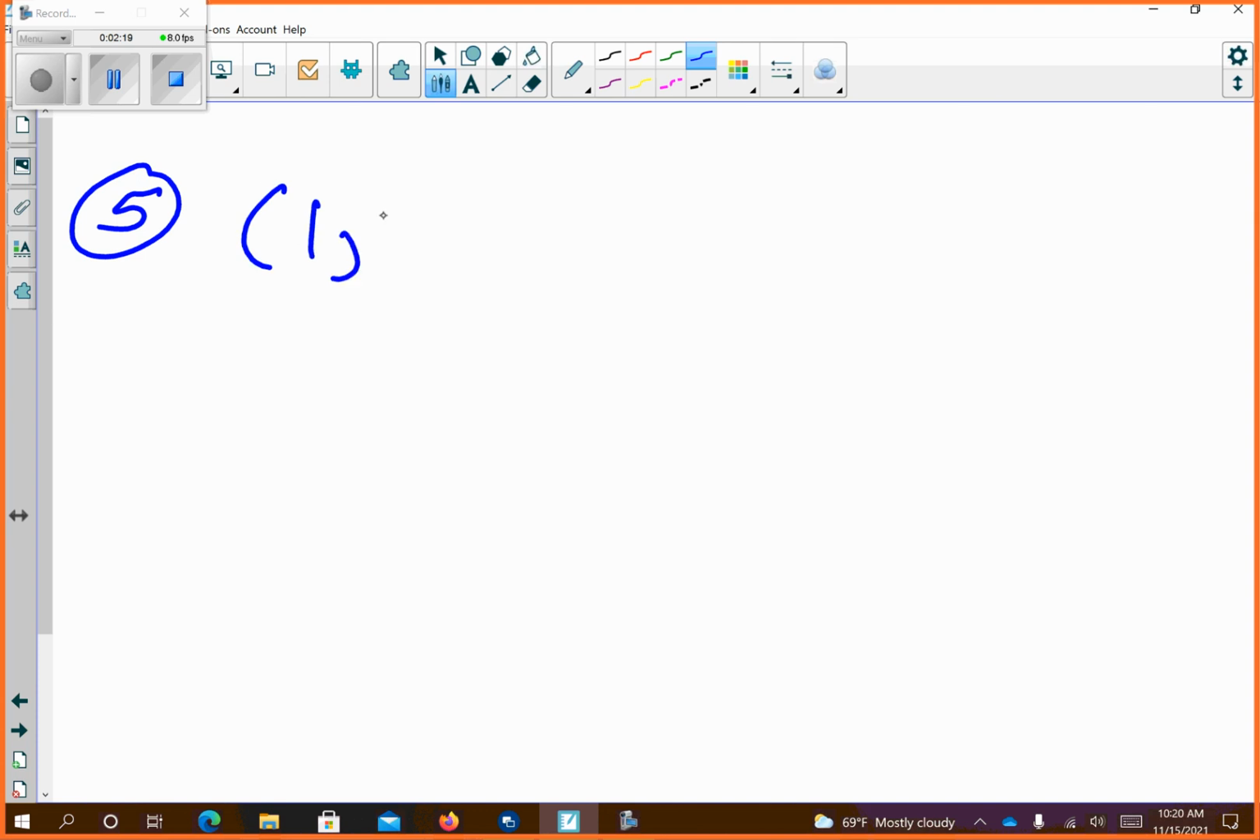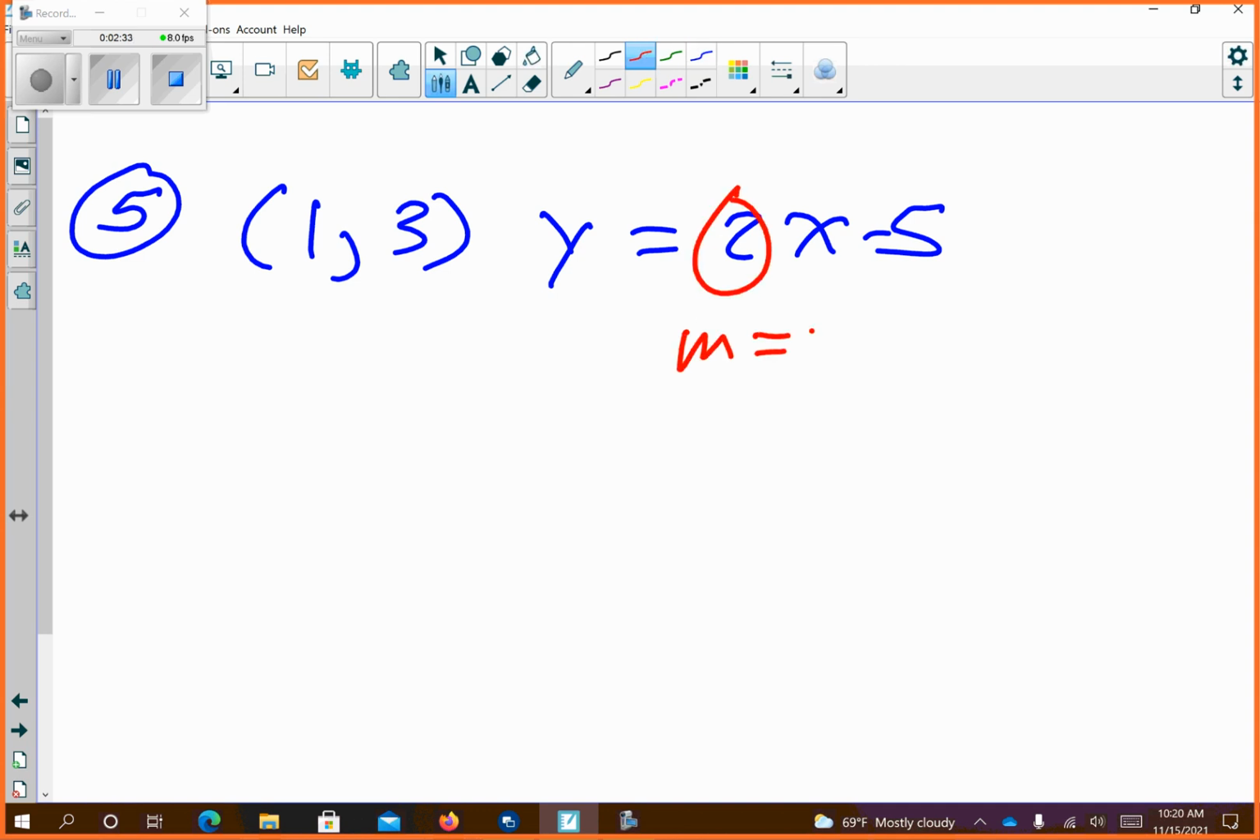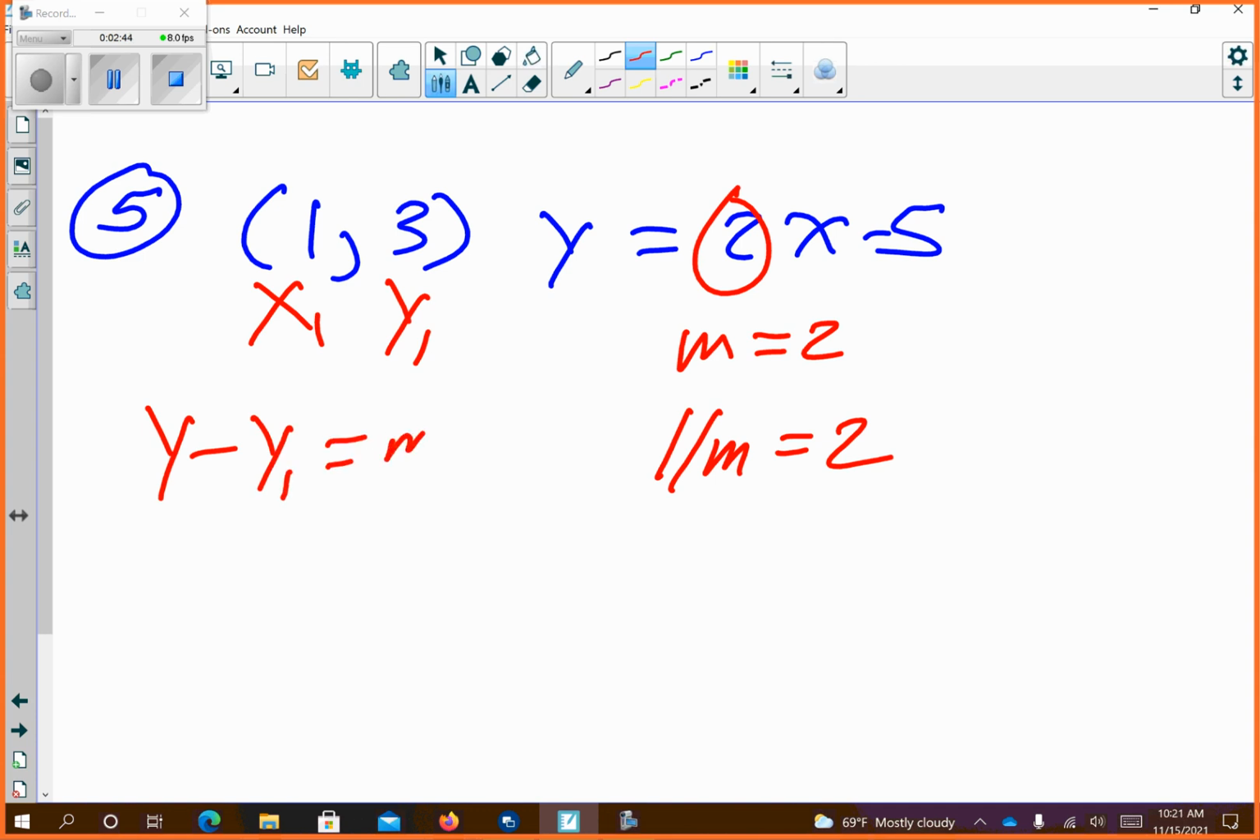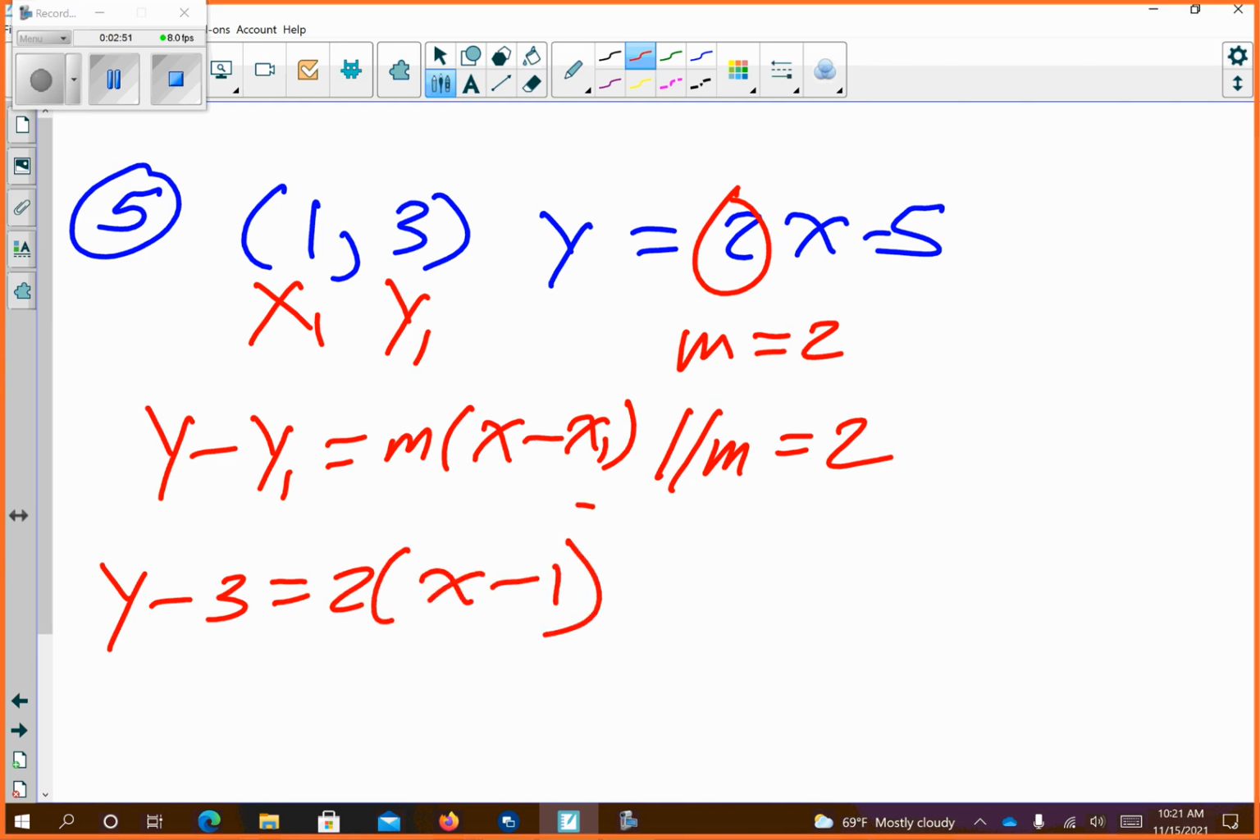Number 5, we have 1 comma 3, and y equals 2x minus 5. It says write an equation in point slope form. That's fine. For the line that passes through the given point and is parallel. Okay, so this is my slope. That means the parallel slope has to be the exact same thing. I can put it over 1 if I choose, but I can just leave it like that. That's x1, that's y1. I'm going to plug right into my point slope equation. So I'm going to get y minus 3 equals 2 times x minus 1.